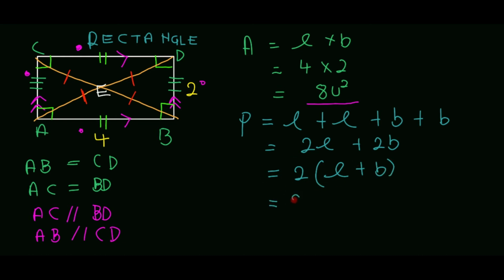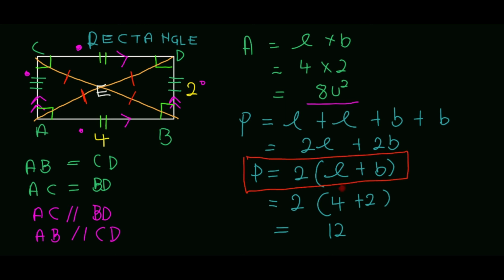And then from there, L is 4 and breadth is 2. So 4 plus 2 is 6, and 2 times 6 is 12. So this is the perimeter. The formula for perimeter in the simplest way is this one: P equals 2 times (L plus B) for the perimeter of a rectangle. So that's it about the rectangle.